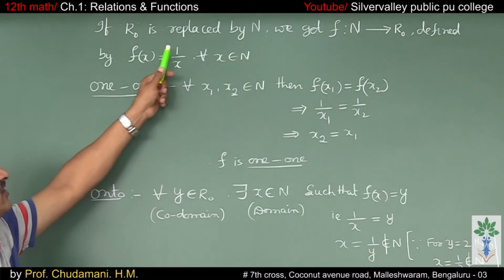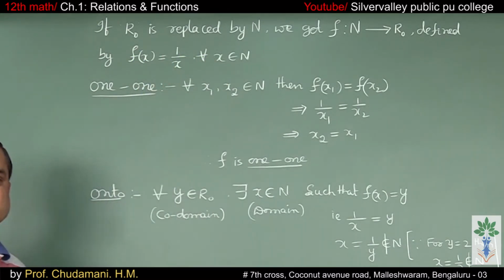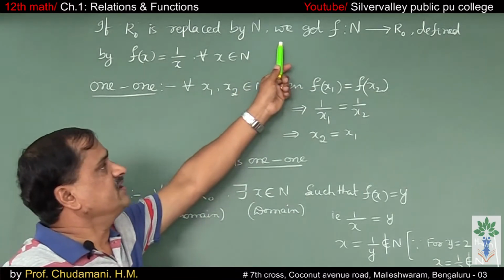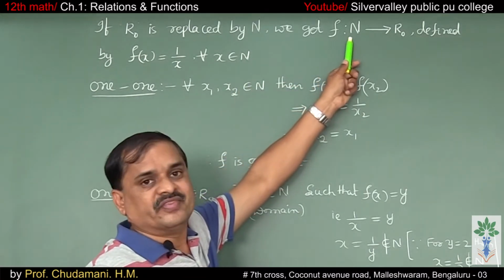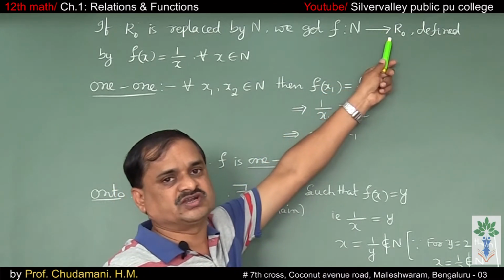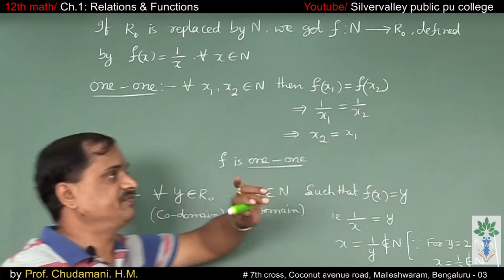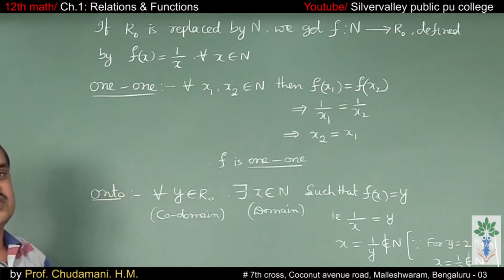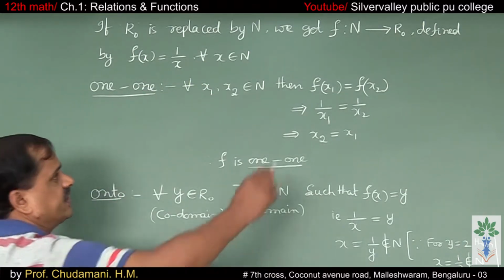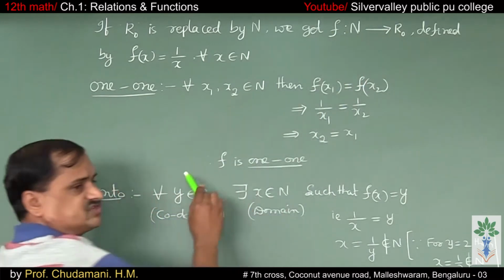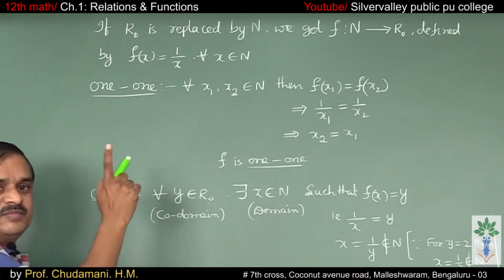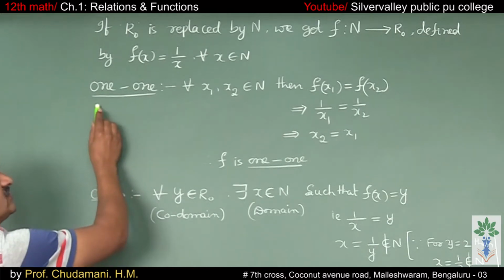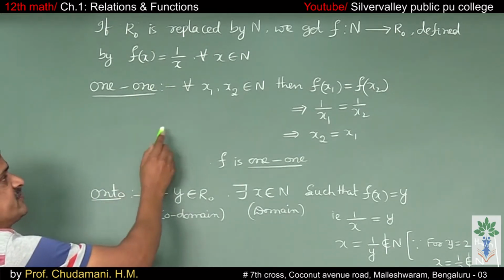The domain is replaced by the set of natural numbers and the codomain is retained as it is. Then we get f from natural numbers to the set of non-zero real numbers, defined by f of x equals 1 by x for all x belongs to N, whereas y belongs to R0.